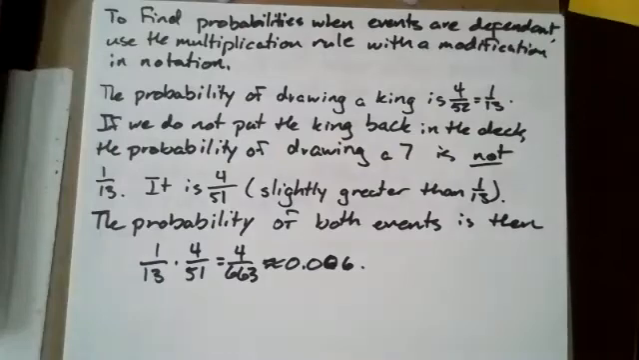I believe that we said if we did replace it, it was 1 out of 169, which, if I remember correctly, is 4 out of 672 instead of 4 out of 663. So it's really not a big difference, but there is a difference.